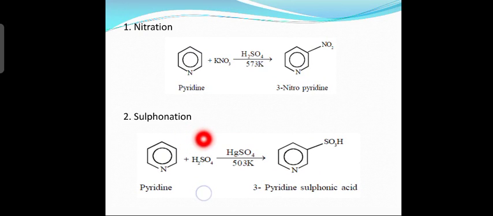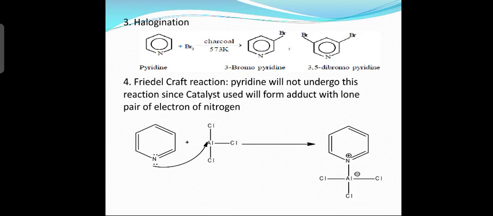Pyridine on heating with sulfuric acid, temperature 503 Kelvin, in the presence of mercury sulfate catalyst, gives 3-pyridine sulfonic acid. So in the third position, the sulfonic acid group is introduced into the ring. So 3-pyridine sulfonic acid is obtained. Now next is halogenation.